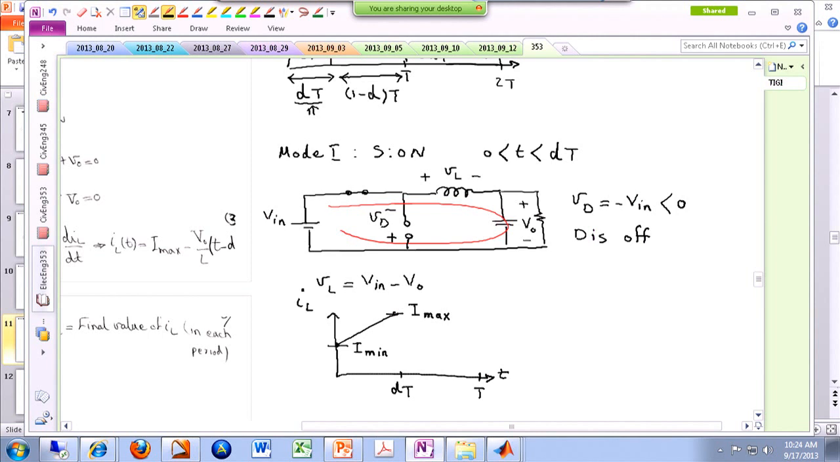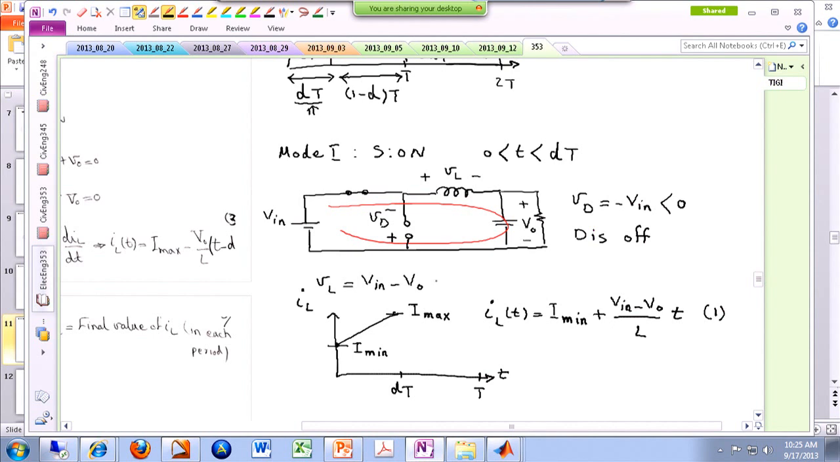And if you are interested in the mathematical description, you can argue that IL is the initial value of the inductor current, we don't know how much it is, but it's there, plus the slope. The slope is the voltage across the inductor over L times time. And obviously time is the only variable over here. And this one is, in my notes, labeled to be equation number 1.